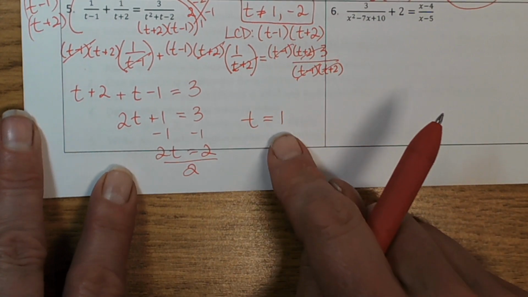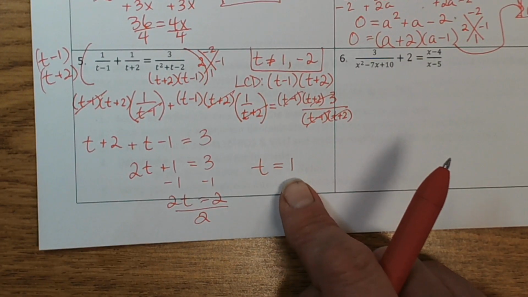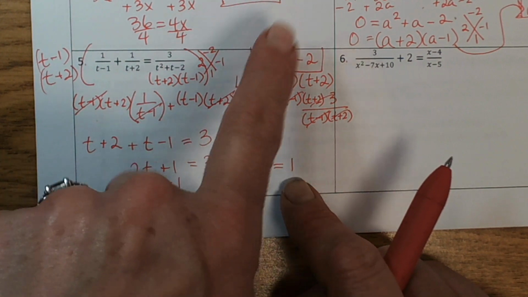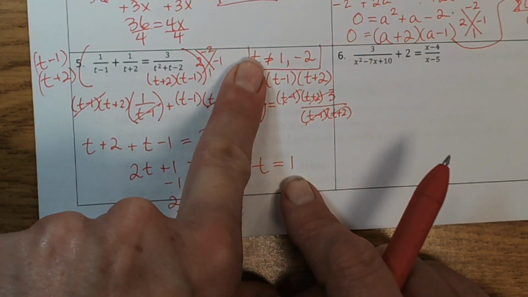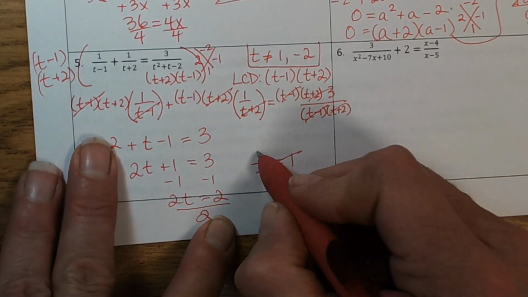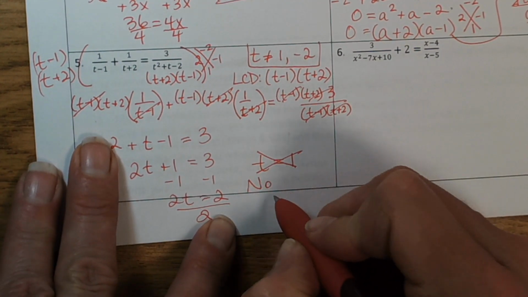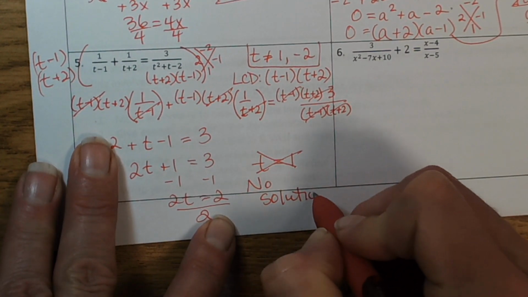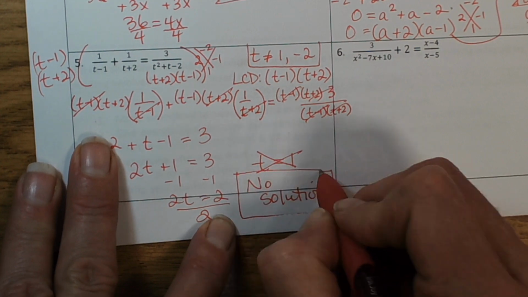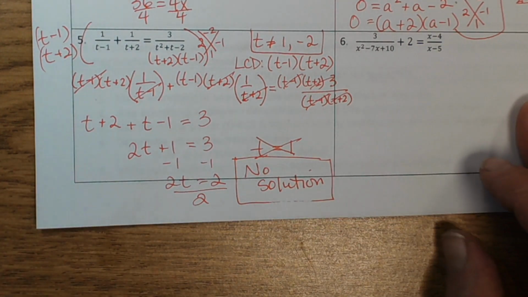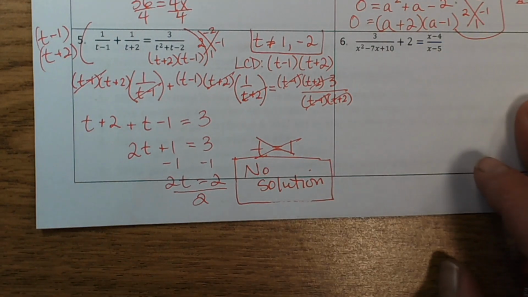Okay, now we look and say, does this solution contradict either one of the restrictions? Uh-oh. t cannot equal 1. So that means we have no solution, because if our solution goes against the restriction, then there's just not a solution there.